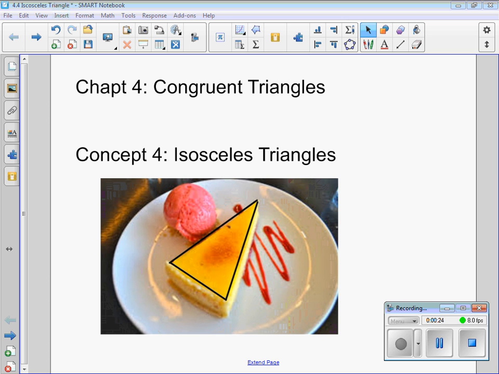Now, what we're learning today is going to help us later on in the chapter when we really start talking about congruent triangles. We're going to be looking at a pair of triangles and asking ourselves, are these two triangles congruent? And we're going to need to know the facts of the isosceles triangle at times to do that.